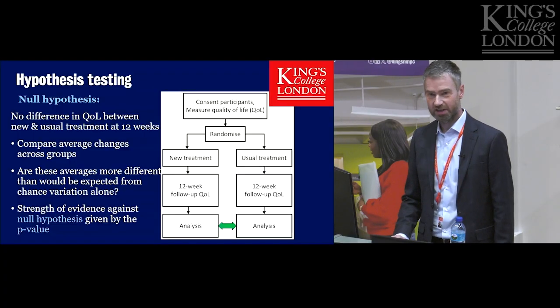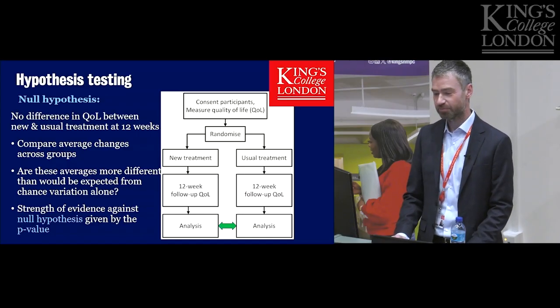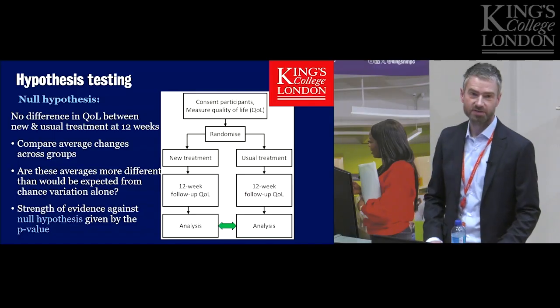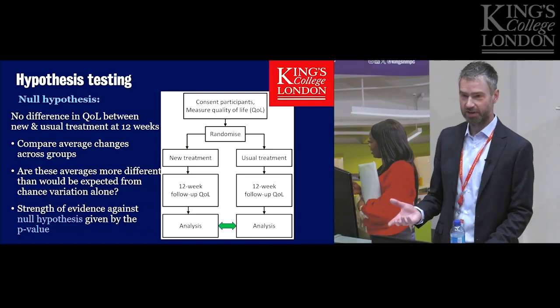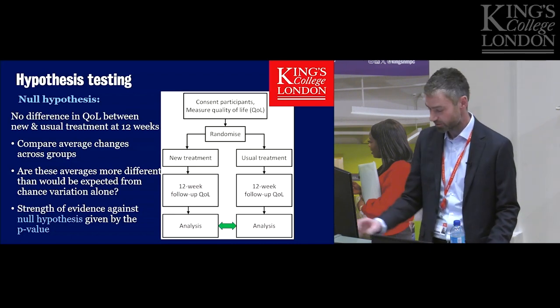So the question that we ask is, are these averages more different from each other than we'd expect by chance variation alone? So the strength of evidence against a null hypothesis is given by what we call the p-value, and the smaller that number, the stronger the evidence we have that there's a treatment difference.